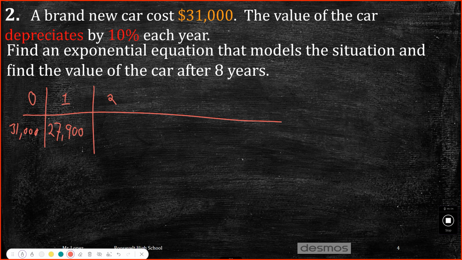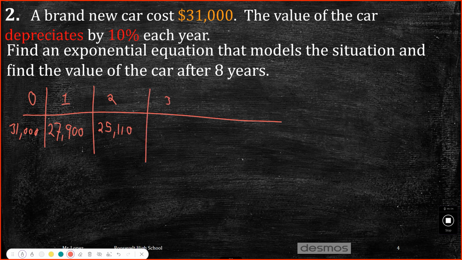And then we're going to get 10% of that. Let's go. I guess let's do it like this. 0.1 times 27,900. So it seems to be that it will lose that value. Okay, I already saw a pattern. So it's going to be 27,900 minus 2,790. So the value at year 2 will be 25,110.